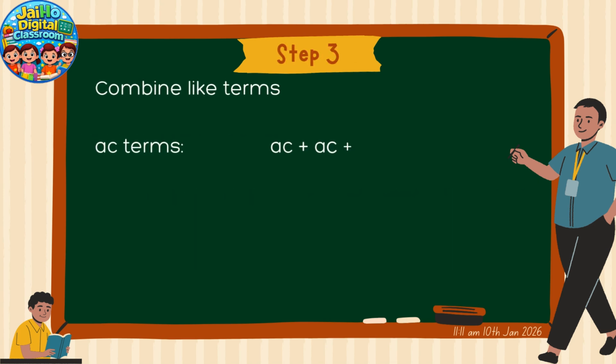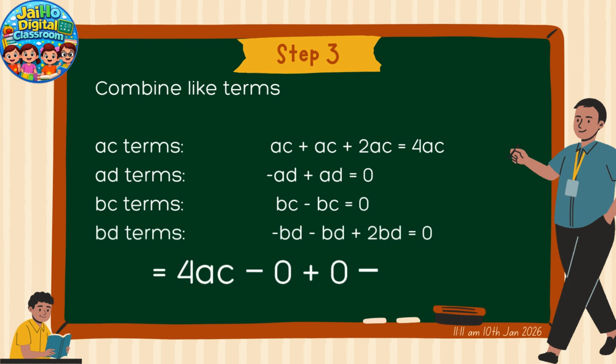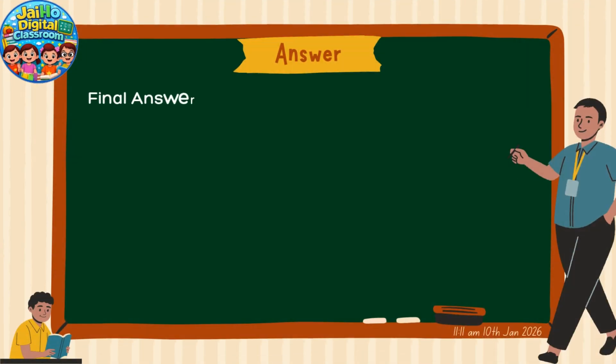Next, we combine like terms. AC terms, AD terms, BC terms, BD terms. The final answer is 4AC.